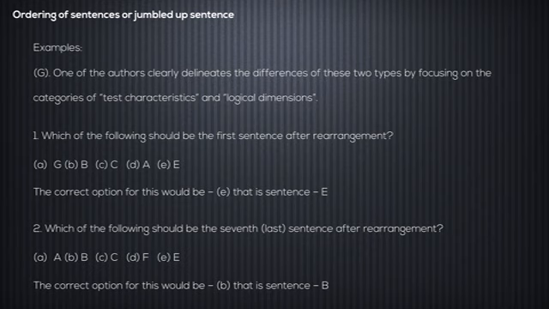G, B, C, A, or E? The correct option would be the last one, that is, the sentence E should be the first sentence after the rearrangement of the above. Which of the following should be the seventh or the last sentence after rearrangement? A, B, C, F, or E? The correct option would be B, and that the sentence B would be the last one after the rearrangement of the above.